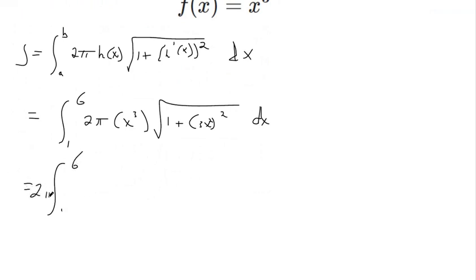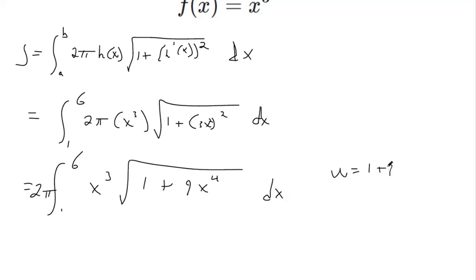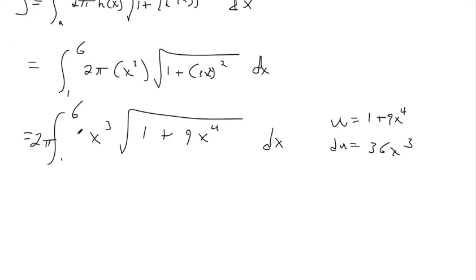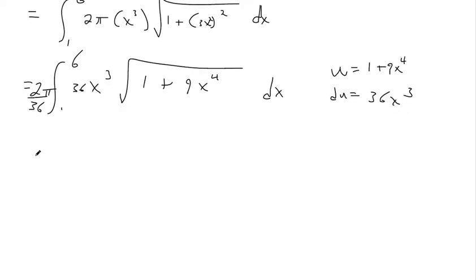So I'll factor out that 2 pi. I've got x to the third times the square root of 1 plus 9x to the fourth. This one lends itself to u substitution. If I let u be 1 plus 9x to the fourth, then du is going to be 36x to the third. So I don't have 36 in here. I can just plunk 36 in there at the cost of dividing that constant on the outside by 36.